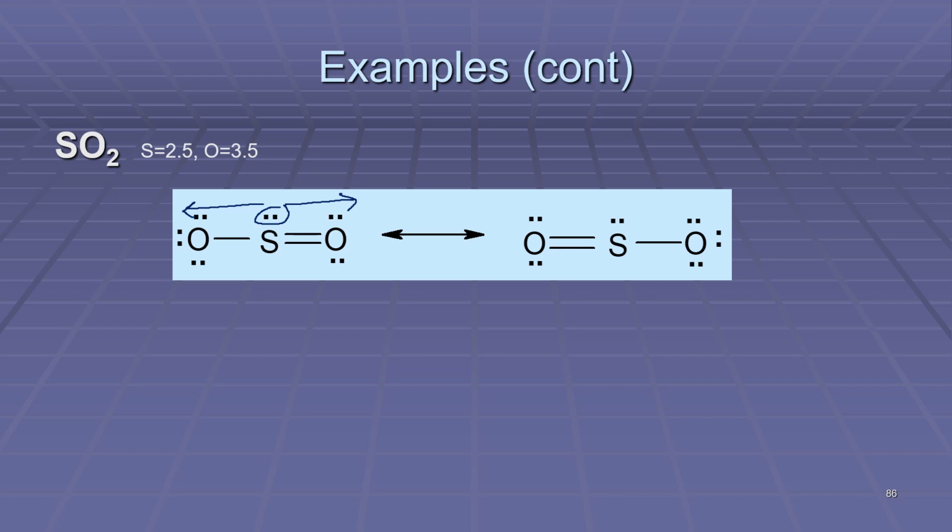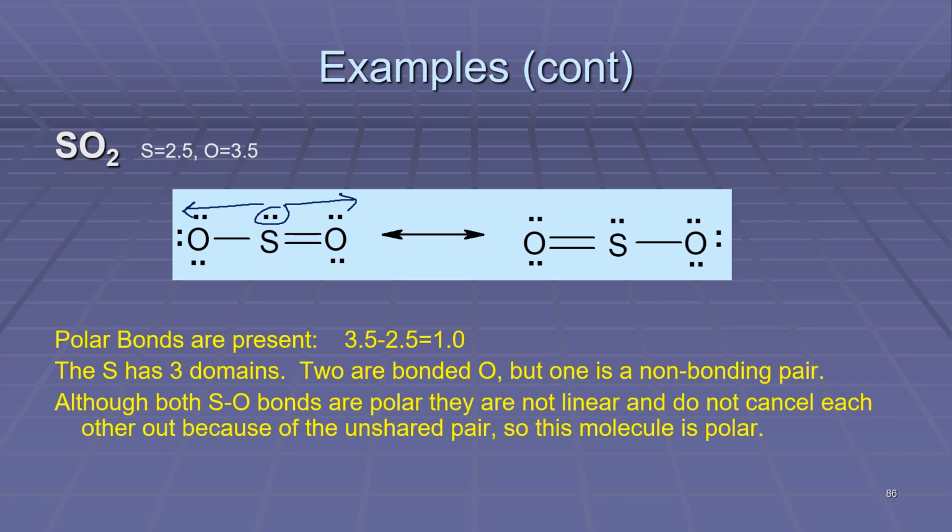So if you have a polar bond, you have a polar molecule. So yes, polar bonds and 3 domains. Not all 3 domains are identical, so they don't cancel each other out. So the molecule is considered polar.